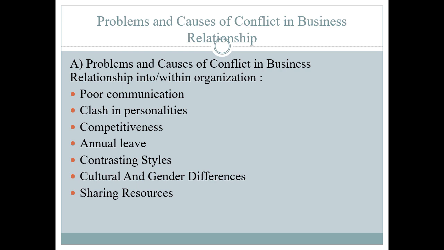Okay, let's see what it is. First one is poor communication. Yes, poor communication. Whose poor communication? Poor communication between employer and employee, or the superior and subordinate. Okay, now what are the things which can result in poor communication?